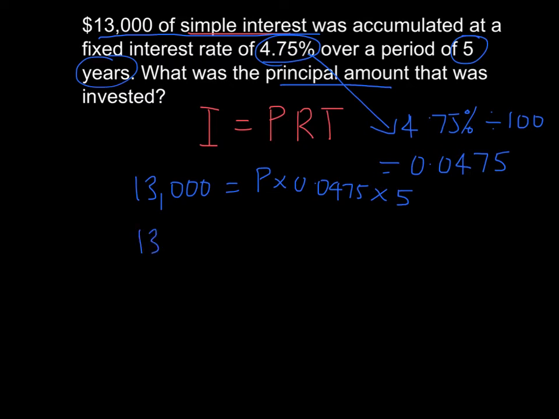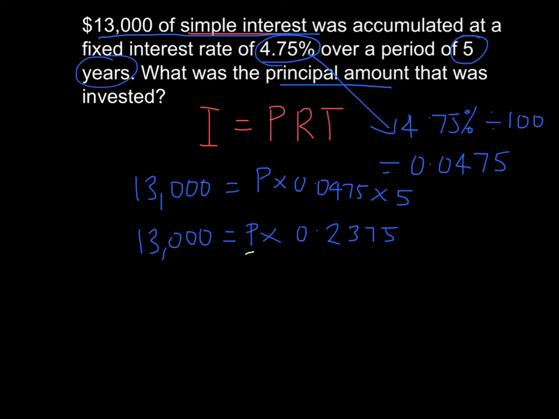So 13,000 is going to be equal to P times, and what I'm going to do here is I'm going to do the rate, which was 0.0475 times 5. So that's going to give me the answer of 0.2375. Now, using our algebraic knowledge, we now need to try and get the principal on its own to find out what P is equal to.